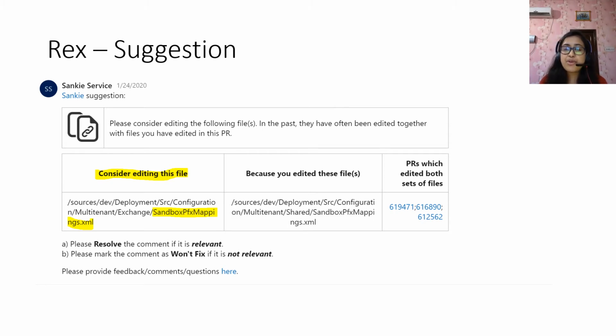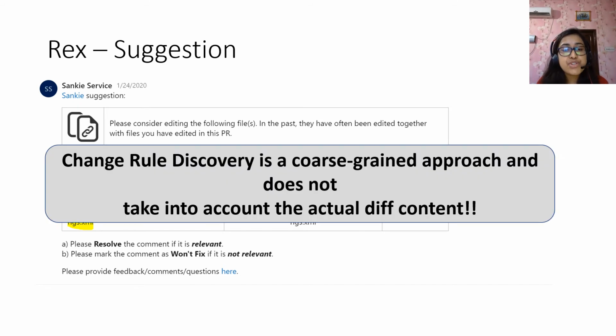We got the system deployed in about 50 repositories for 2 months, and we realized that even though REX was able to generate a lot of high impact suggestions that helped save misconfigurations, there were many suggestions that developers found irrelevant. The reason, of course, was that change rule discovery is a coarse-grained approach and does not take into account the actual diff content. What I mean is, even if a developer adds a new line in file X, we would still end up recommending file Y, which is not going to be a relevant suggestion to the developer.